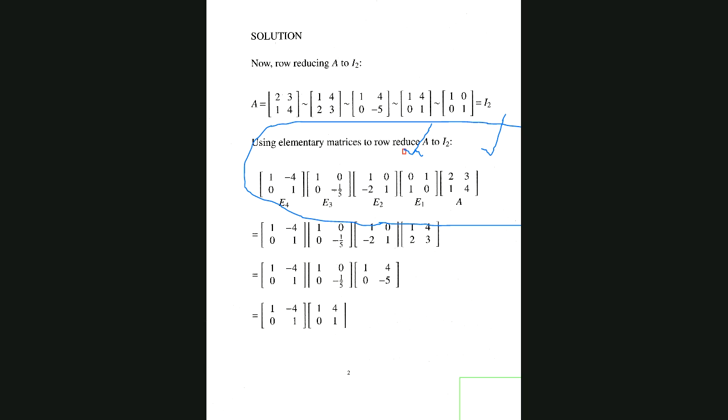And then finally, 1, negative 4, 0, 1 times 1, 4, 0, 1, that's going to give you the identity matrix. So the last elementary matrix was 1, negative 4, 0, 1. That came from taking the identity matrix, multiplying the second row by negative 4, adding it to the first row of the identity matrix, and then replacing the first row by that result.